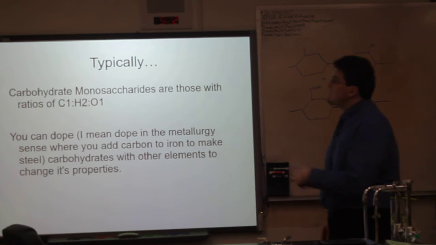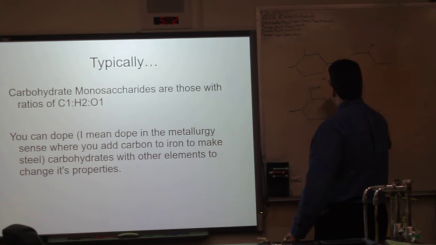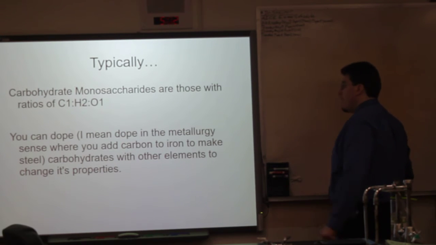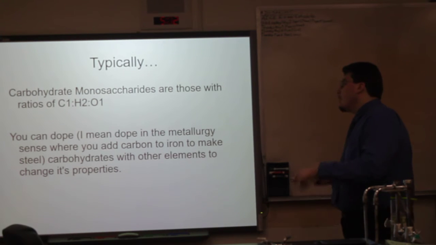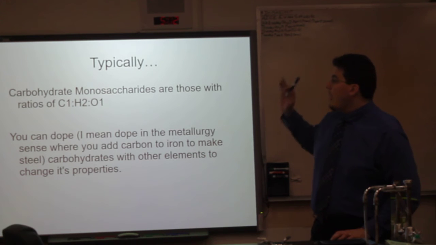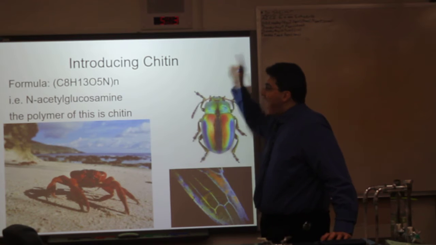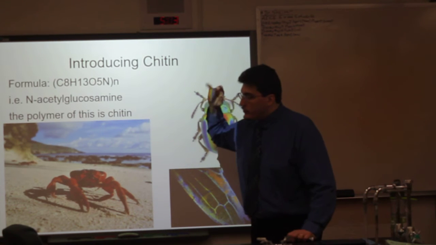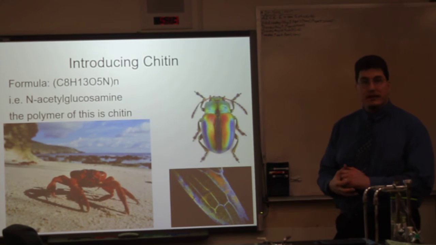Now, typically, carbohydrate monosaccharides are those with ratios of C1H2O1. This is what I told you. But you can dope carbohydrates with other elements to change their properties, in the sense of metallurgy, where you add carbon to iron to make steel, for example. For example, adding nitrogen to a carbohydrate will give you N-acetylglucosamine.